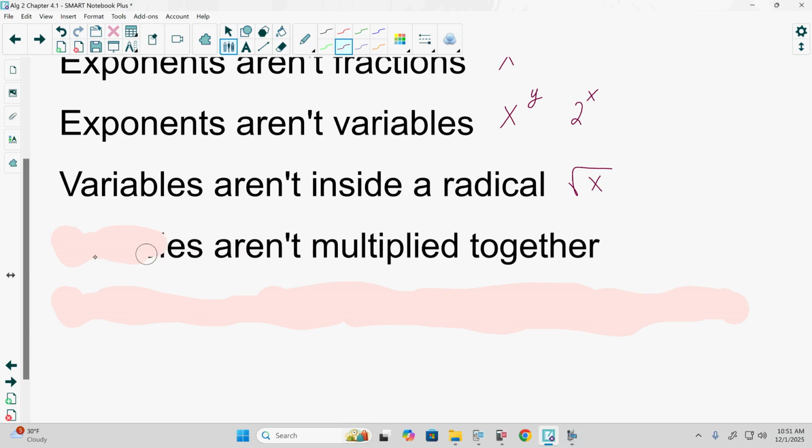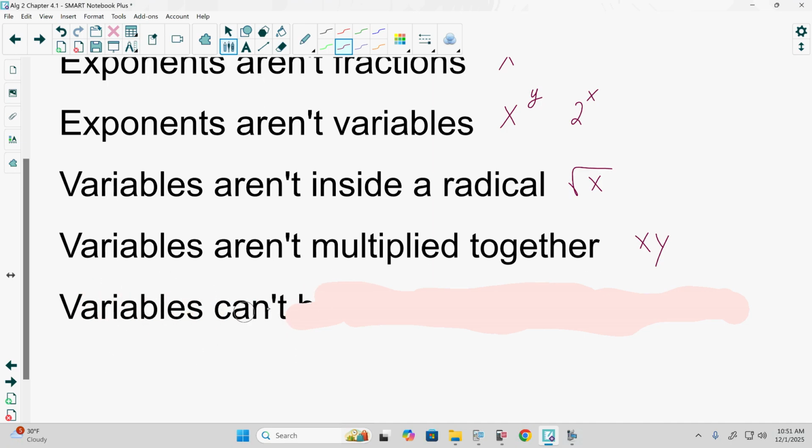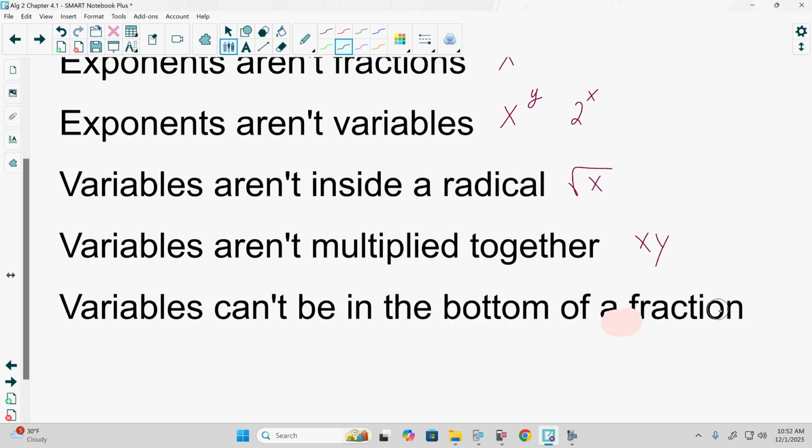Next one is that we cannot have two variables being multiplied together. Can't have two variables being multiplied together. It's still an equation, but it's not a polynomial. And lastly, we can't have a variable in the bottom of a fraction.